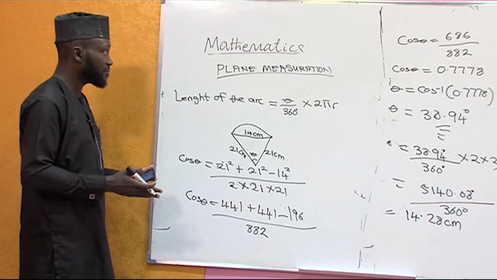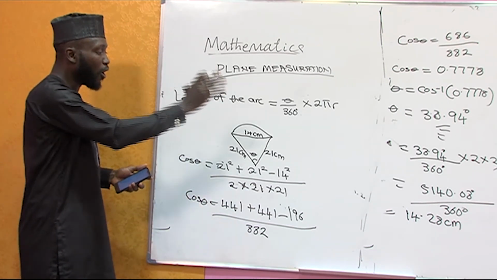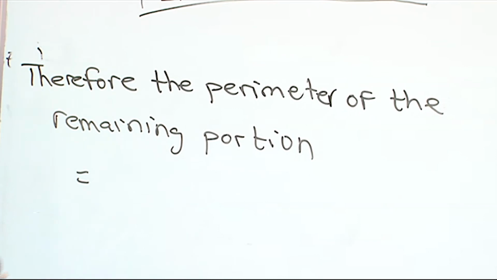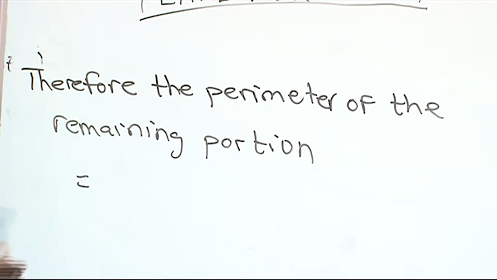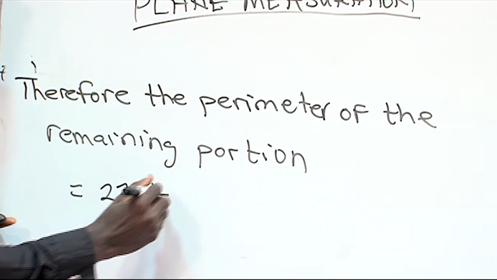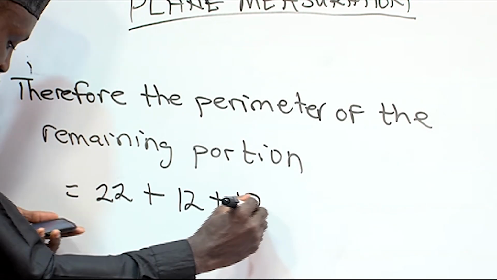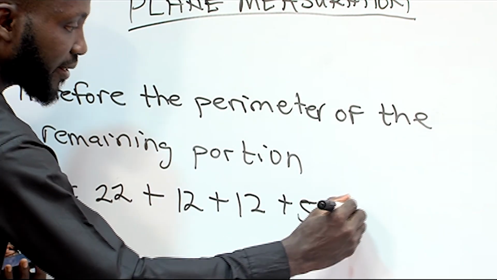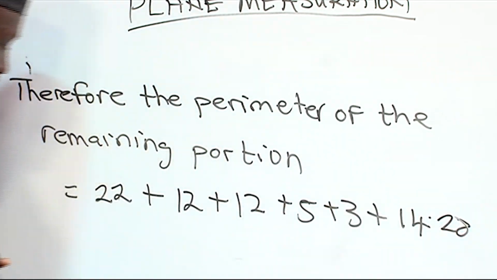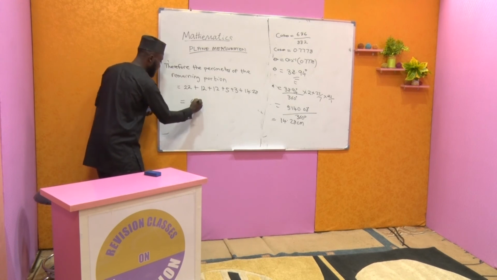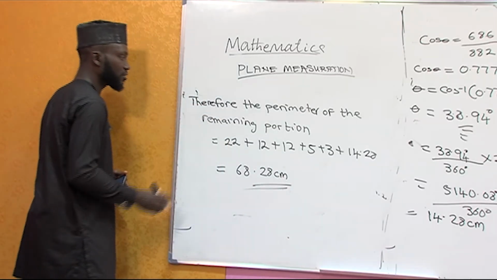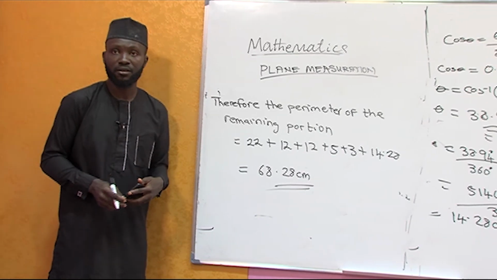Now, to find the perimeter, I will sum all the lines that bind the shape together. The perimeter of the remaining portion is equal to 22 plus 12 plus 12 plus 5 plus 3 plus 14.28. So at the end, I will have 68.28 centimeter, which gives us the perimeter of the remaining portion.